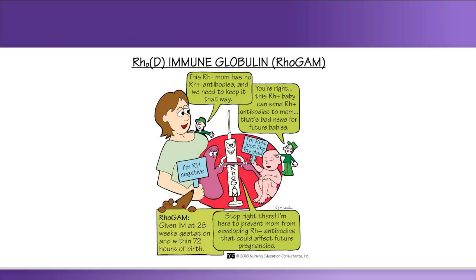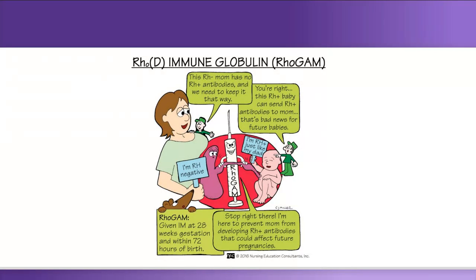And this is just a little cheat sheet for your RhoGAM here. So again, you might hear the term isoimmunization. You might hear the term Rh sensitization. You might hear Rh incompatibility. Those are all basically the same thing. It's a condition that happens when a woman's blood protein is incompatible with the fetus, which causes her immune system to react and start to destroy the fetal red blood cells.